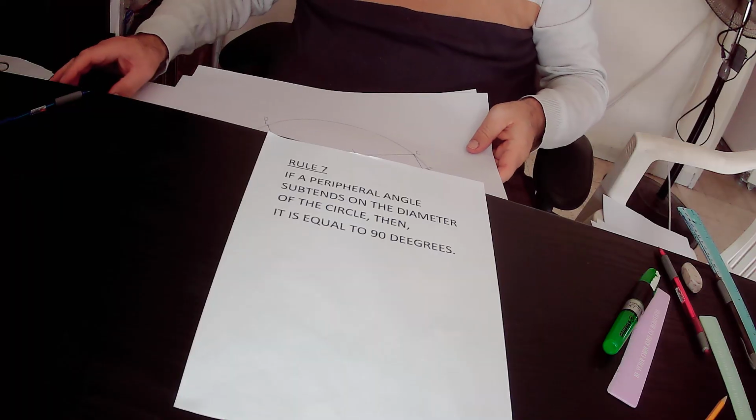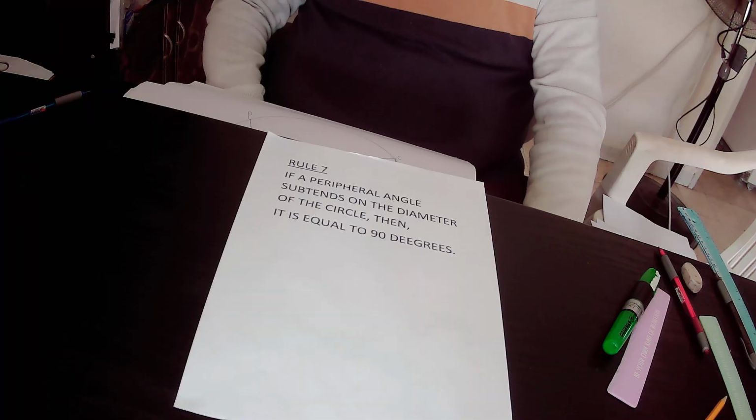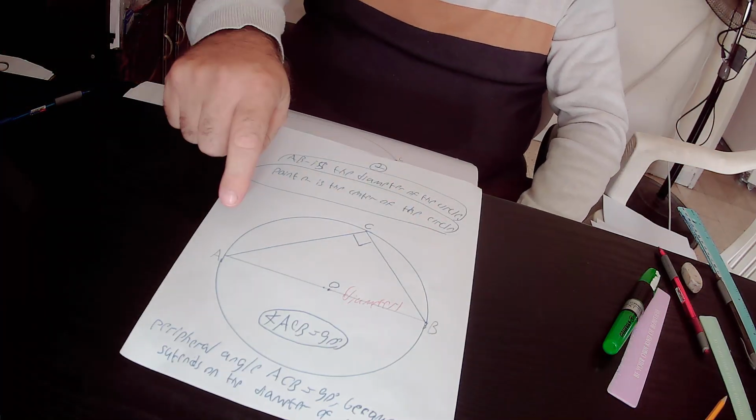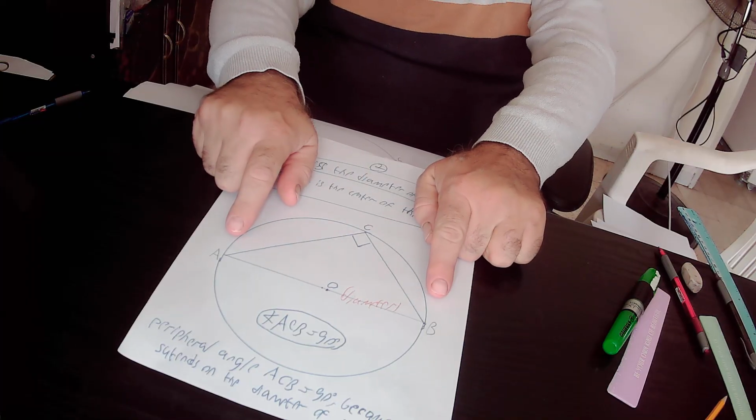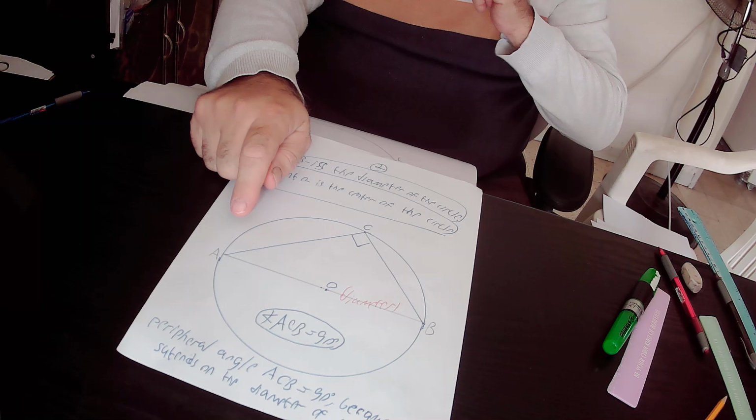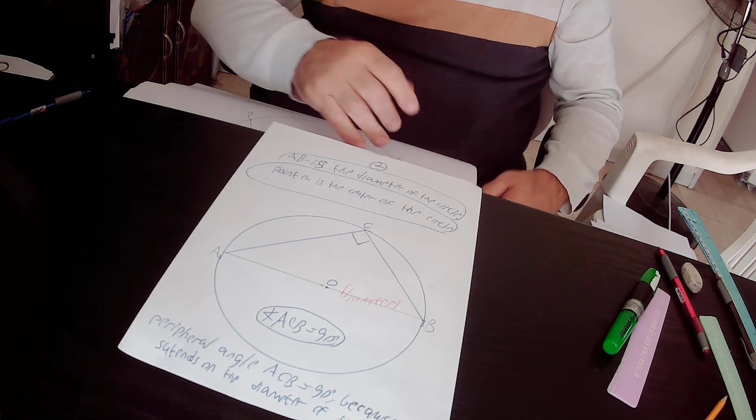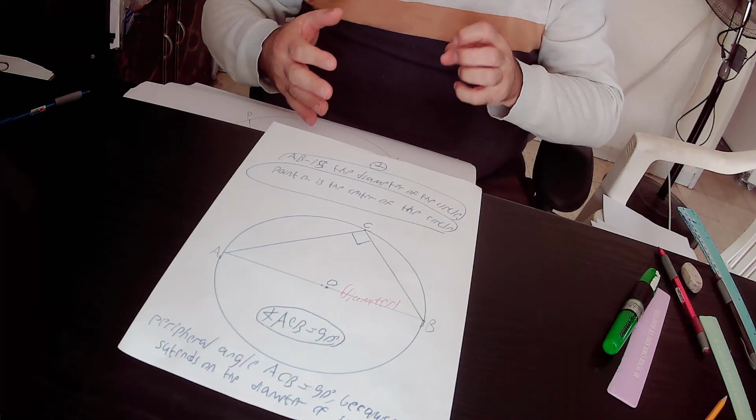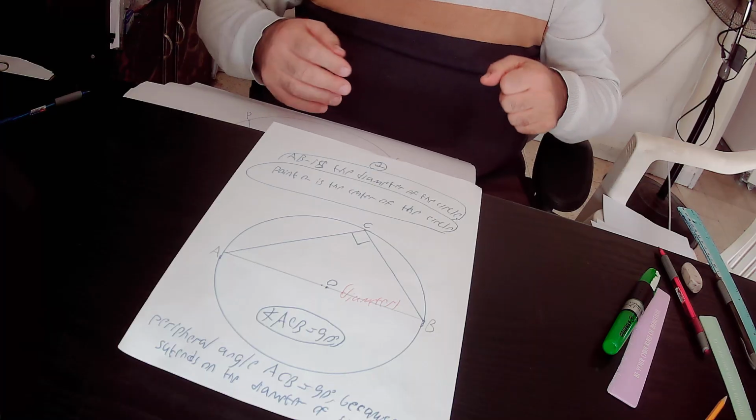According to rule 7, if a peripheral angle subtends on the diameter of a circle or semicircle, then it is equal to 90 degrees in its size. In the drawing, we have a circle. This is peripheral angle ACB that subtends on chord AB, the diameter of this circle. Therefore, peripheral angle ACB must be equal to 90 degrees in its size, according to this rule, rule 7. So we can implement rule 7 in our drawing.